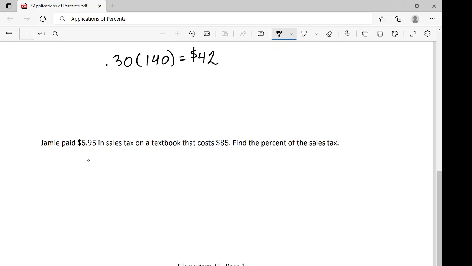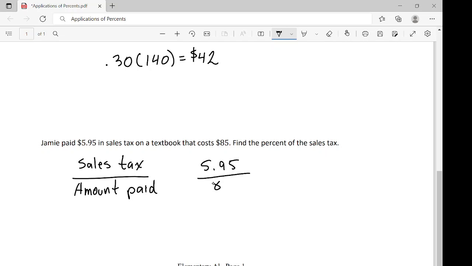So when you're dealing with sales tax, we're going to do the sales tax divided by the amount paid. So it's a little bit different. This is division this time, but nothing we can't handle. So 5.95 divided by 85. And when we do the division, we are going to get 0.07. But it wants the percent of the sales tax, so we want the percent. So we got to take our decimal and we're going to convert it to a percent. So I'm just going to move the decimal place over 2 spots. And we have a sales tax of 7%.